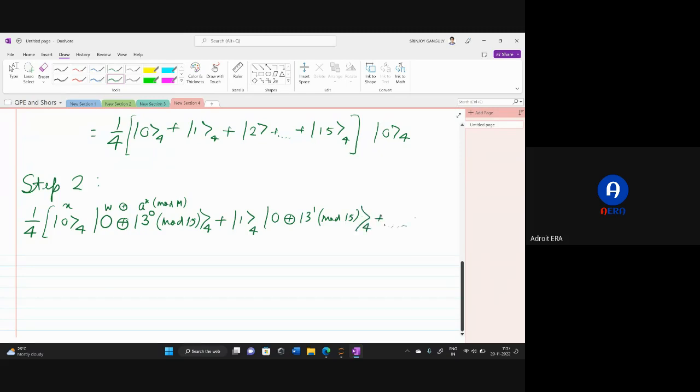It will go up to basically the last step. What will be the last step? You can note down the last step. It is familiar, but anyway I will just write it down: ket 15, and then 0 XORed with 13 to the power 15, remember a to the power x, and then mod 15. So that is how it will go on.